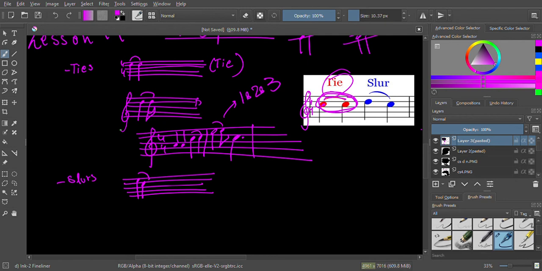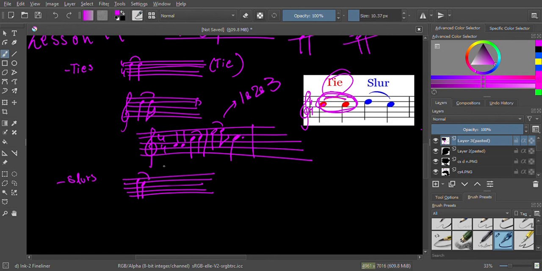So once again, without a slur, it's like this. So there's a gap in between notes. With the slur, there's going to be no gap in between the notes. I'm not going to stop. There's going to be zero silence. It's just going to be completely connected, like this. Once again, that's how it works.